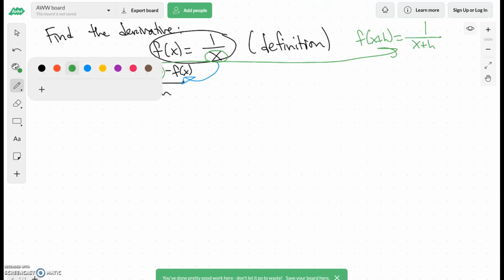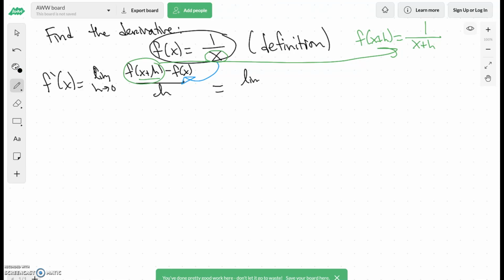Okay, so let me go ahead and plug everything in. So I'm going to have the limit as h goes to 0 of 1 over x plus h minus 1 over x, all divided by h. Okay, now here's the difficulty in it. The difficulty is that now, what do we do with this numerator? So this is kind of like adding or subtracting two different fractions and knowing that we need to find the least common denominator between both of them.